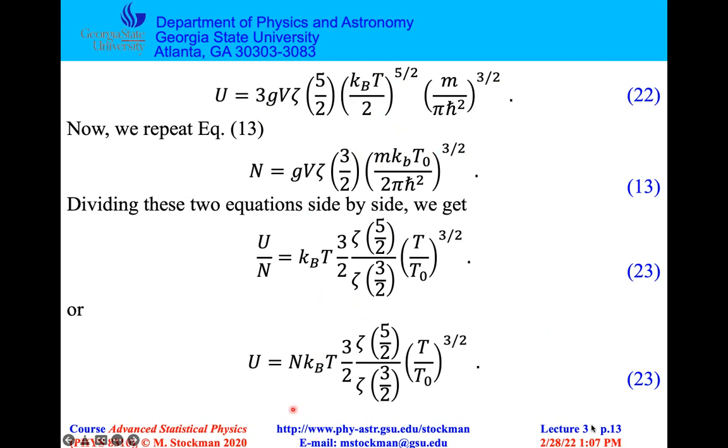U is equal to N kBT. This would have been for a classical ideal gas, N kBT. However, here there is a coefficient T over T naught to the power of 3/2, which is less than 1, because T is less than T naught. So the energy is significantly less than that of a classical gas. So why is it so? Obviously, a macroscopic number, a significant fraction of all particles sits in the condensate at p equals 0, where it doesn't contribute to energy.